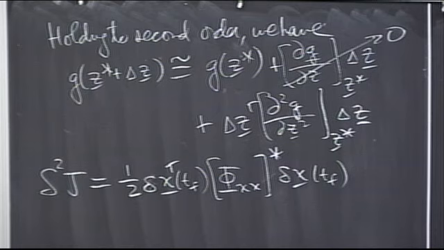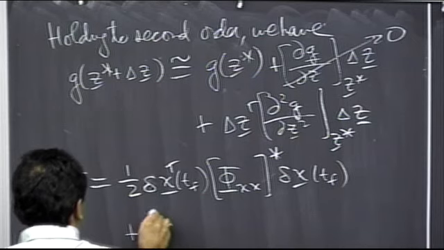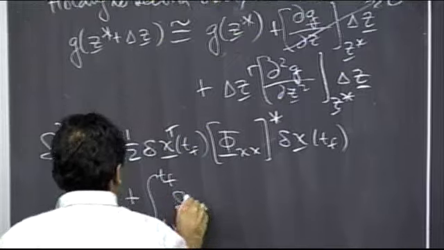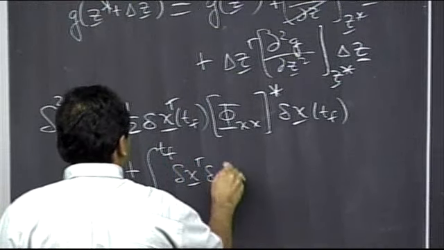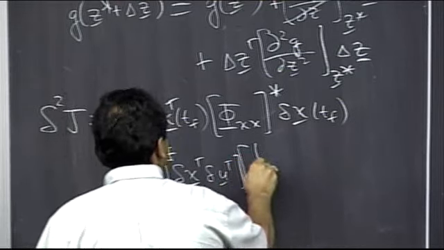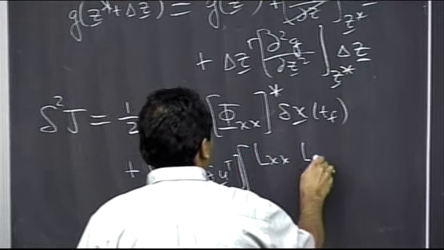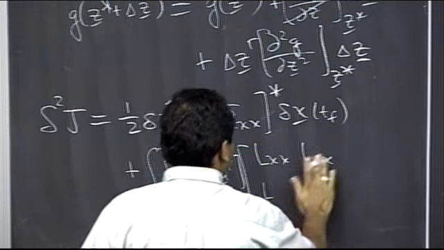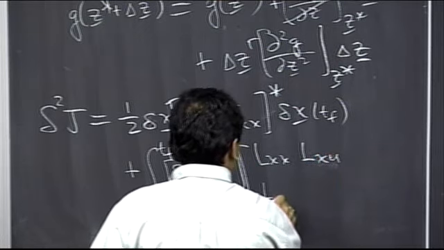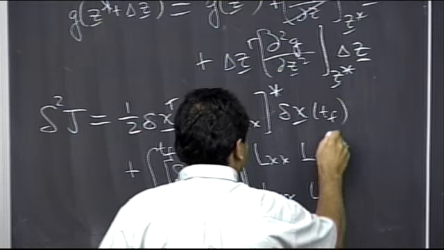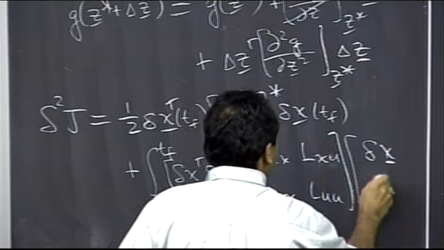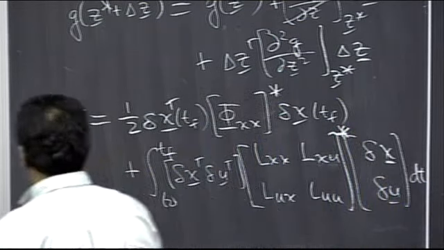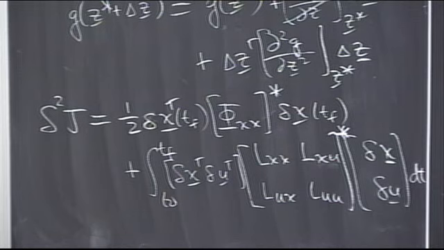And then I have to do the same thing with the integral. Now I'm just assuming here that T0 and TF are fixed, so I'm not doing any perturbations there. So what I'm going to get is delta x transpose, delta u transpose, times LXX, LXU, LUX, LUU, making sure I do this in the right order, times delta x, delta u, dt, and these are all evaluated on the optimal solution. So that is what we get for the cost.